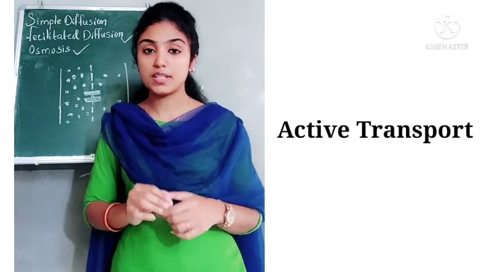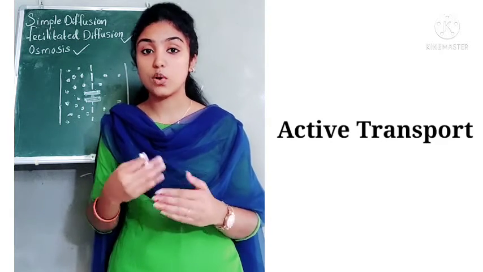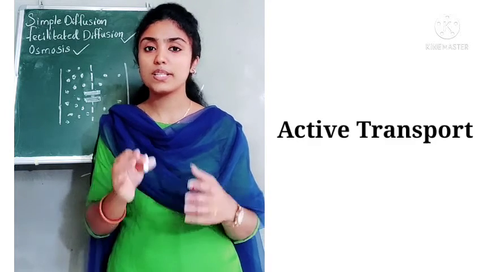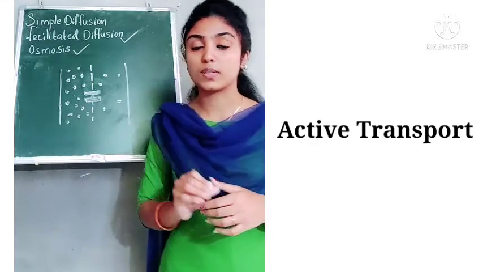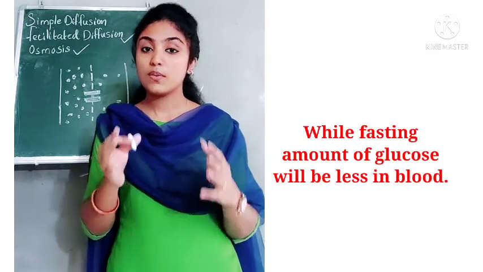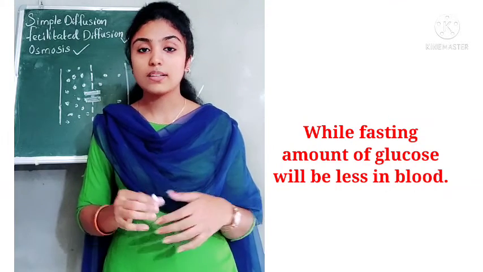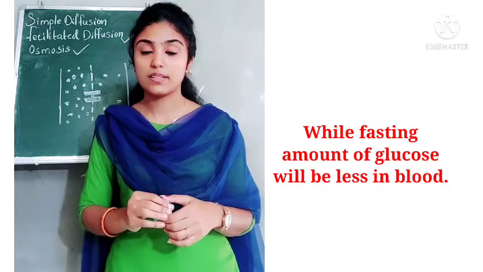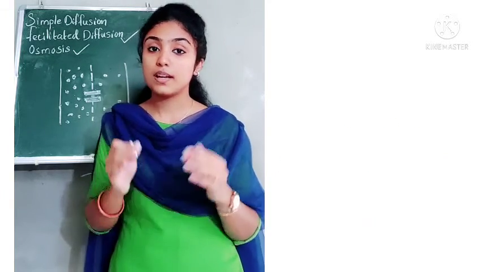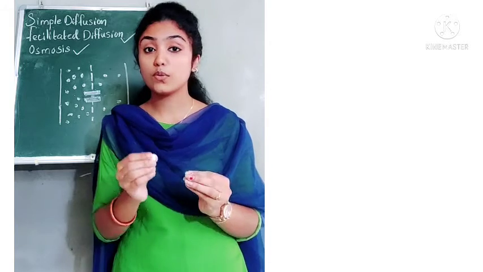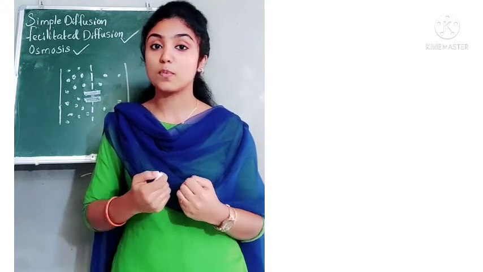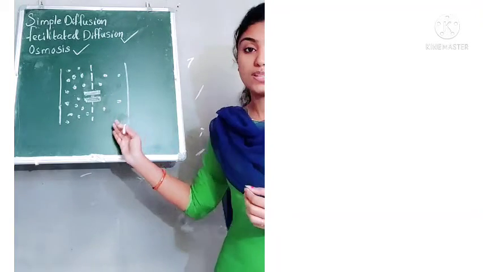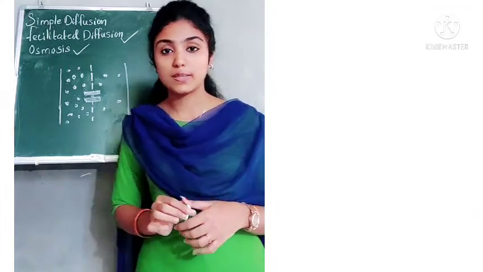This active transport does not take place always, but only in certain situations. In which situation does active transport take place? While we are fasting, we know that the quantity of glucose in our blood will be lesser. So in such a situation, the available amount of glucose will be taken from the small intestine into blood. In such situations, active transport takes place.